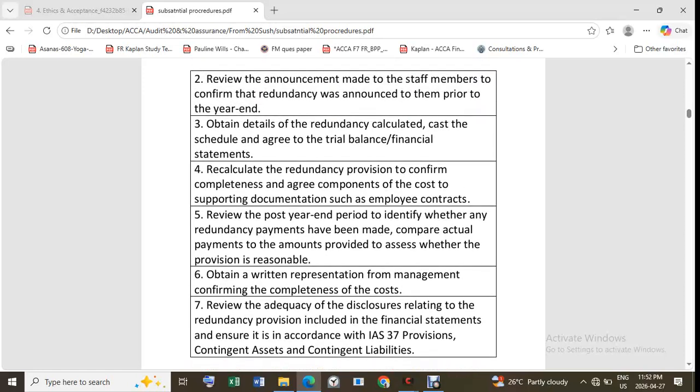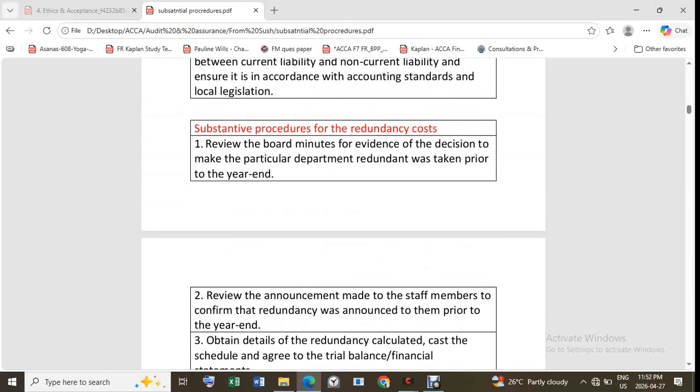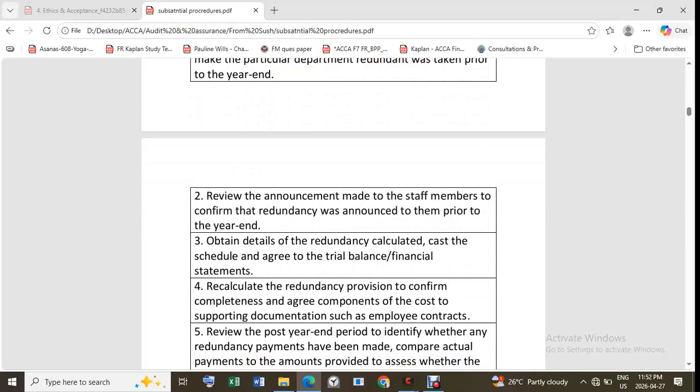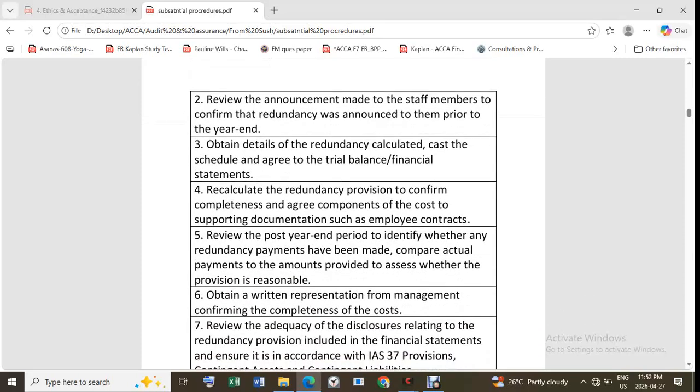So first one is announcement, whether the announcement was made prior to year end, and then redundancy. Review board minutes. Board decisions was made prior to the year end, and the announcement to the staff was made prior to the year end, and redundancy calculated should be compared with trial balance and financial statement.